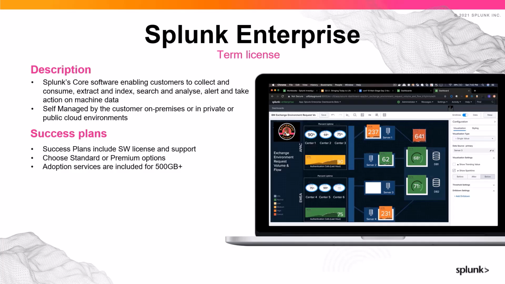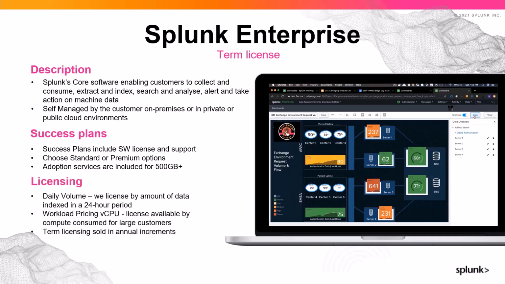Just like Splunk Cloud, customers with capacities of 500 gigabytes or more also receive inclusive adoption services, with the level of adoption services increasing as their capacity increases. Success plan options include standard or premium, with premium recommended for large or strategic customers. Splunk Enterprise term licenses are for year-long increments at a time, 1 year, 2 year, etc. Splunk is moving towards the term license as the preferred model.